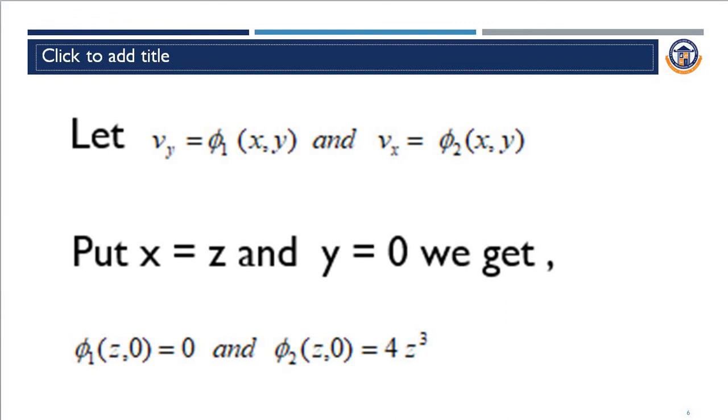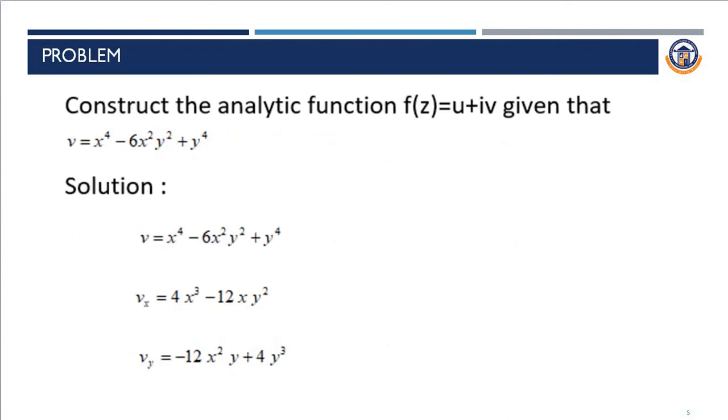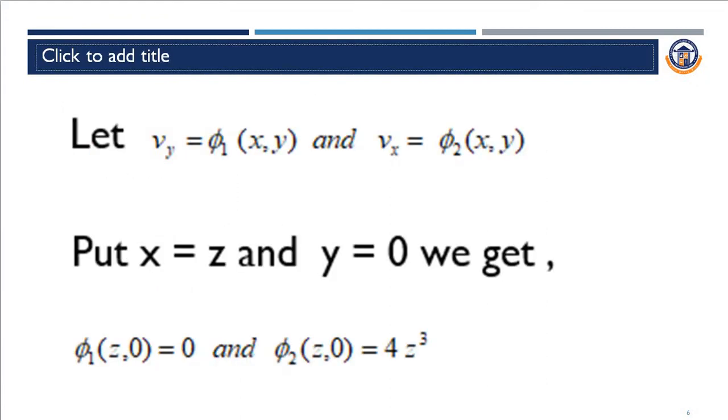Next, find phi 1 of x comma y. So put x equal to z and y equal to 0 in Vy. See, Vy is minus 12x squared y plus 4y cube. Both terms contain y. Substitute y as 0. Finally you get Vy equal to 0. Therefore phi 1 of z comma 0 equal to 0. So phi 1 of z comma 0 equal to 0 and phi 2 of z comma 0 equal to 4z cube.